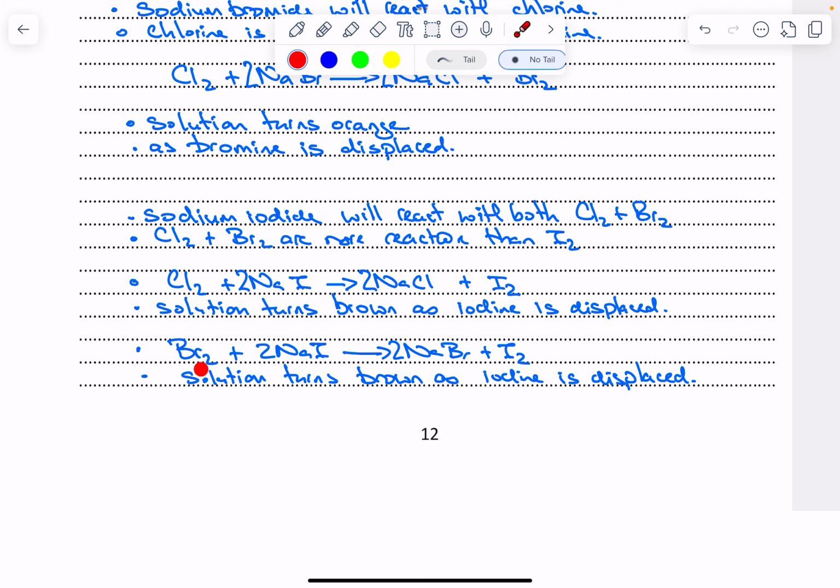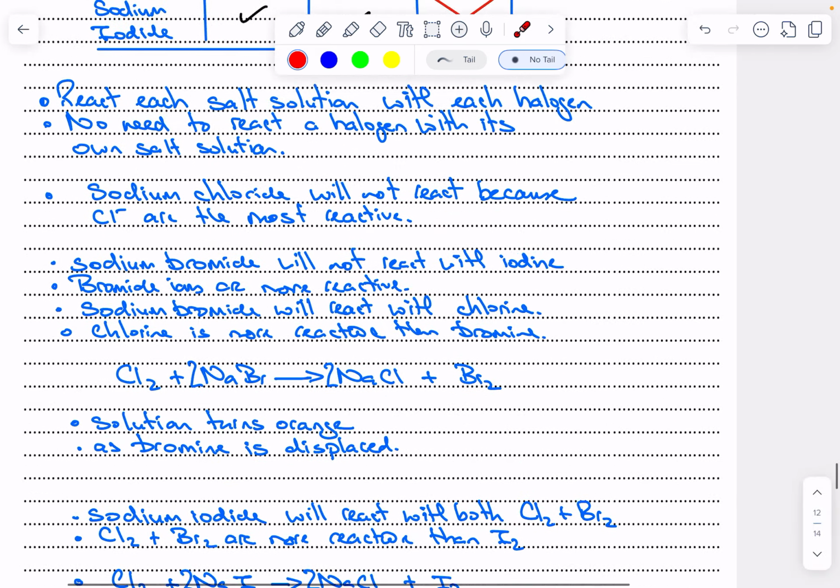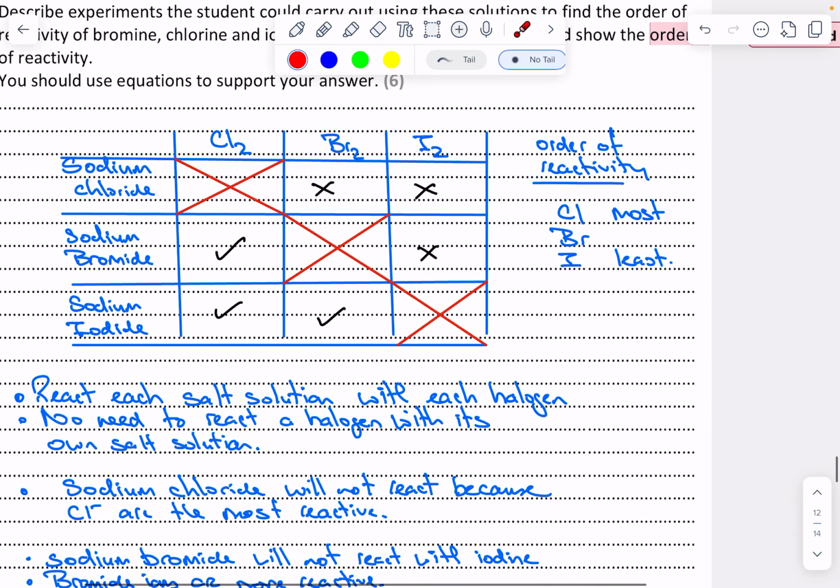And the same thing happens here with the bromine. The bromine displaces the iodine, and again, this solution will turn brown. So from all of this, what I can conclude is the reactivity order is chlorine is the most, then bromine, then iodine. So that's the final thing to include in your response.